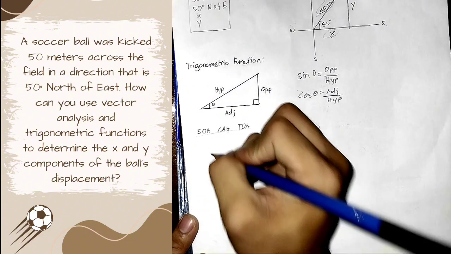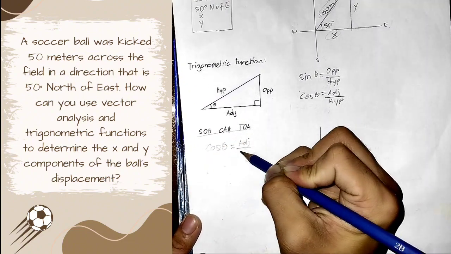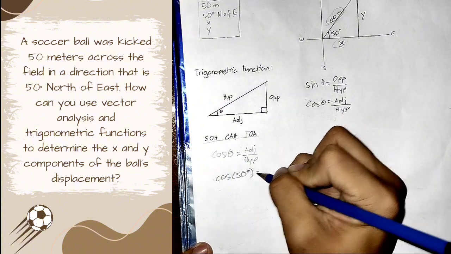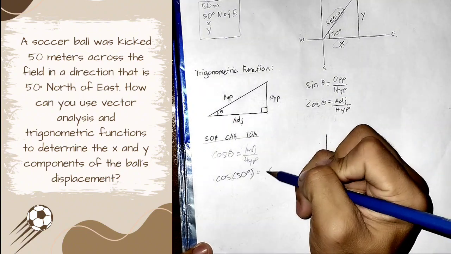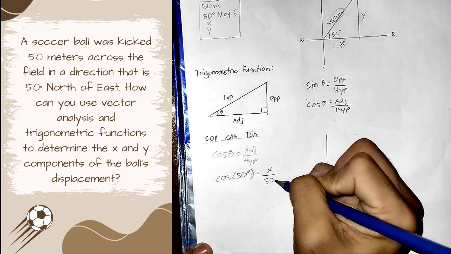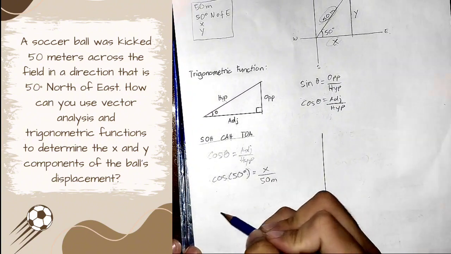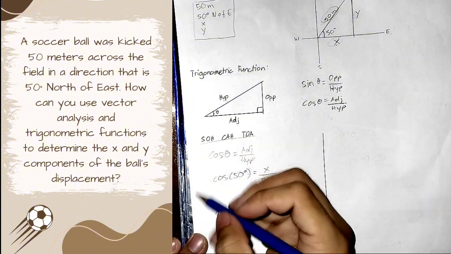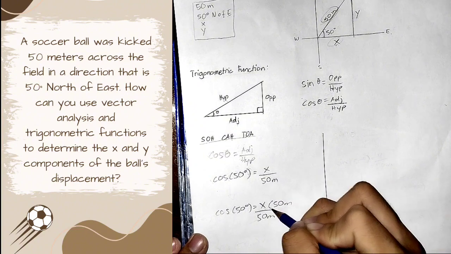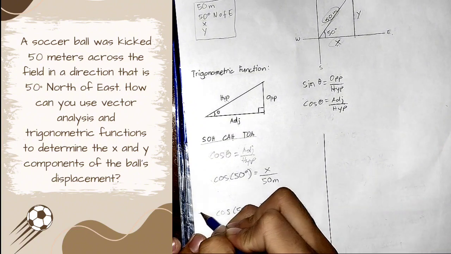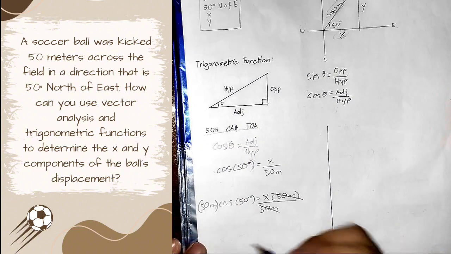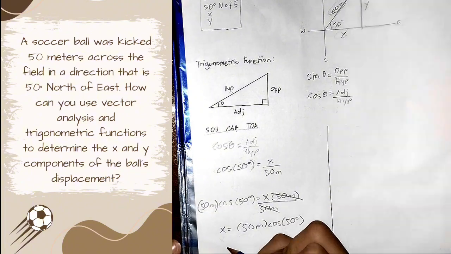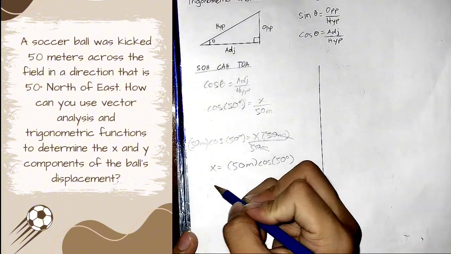Now let's solve for x. Cos theta equals adjacent over hypotenuse. If we substitute the values, we will have cos 50 degrees equals adjacent, which is our x, over hypotenuse, which is our 50 meters. Then we have to derive the equation so that x will be the only one left on the other side. We can do that by multiplying each side of the equation by 50 meters, because by doing so, we can cancel the 50 meters below the x. And there you go, we have our final formula, which is x equals 50 meters multiplied by cos 50 degrees.